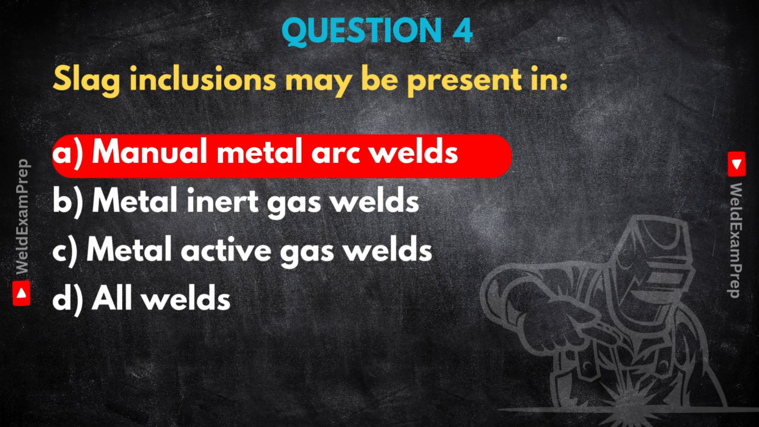Exactly. Knowing that MMA uses flux, flux makes slag, therefore MMA is prone to slag inclusions, is vital for efficient inspection. You know what to look for. Great point. Understanding the process helps you anticipate the likely problems.